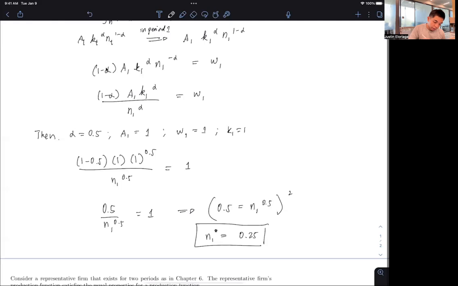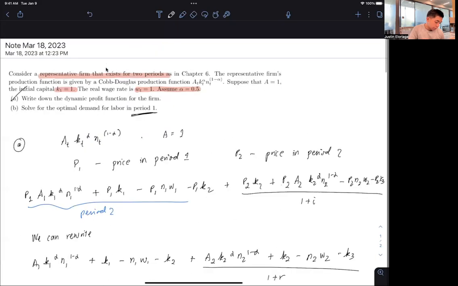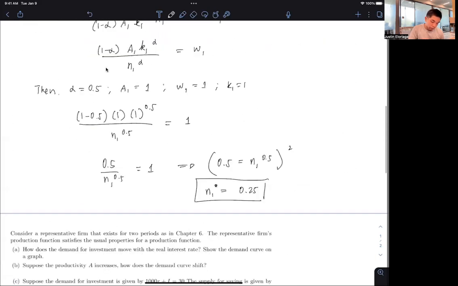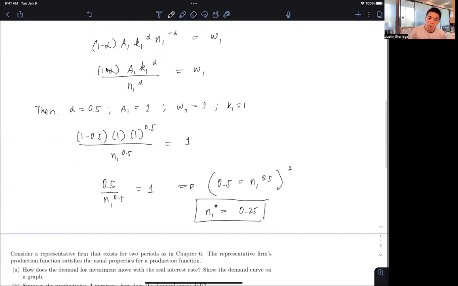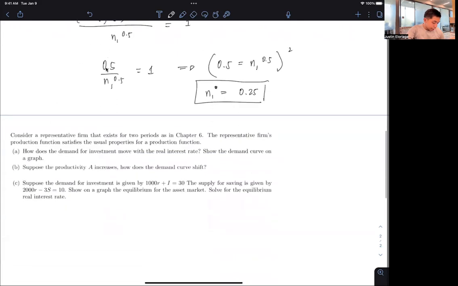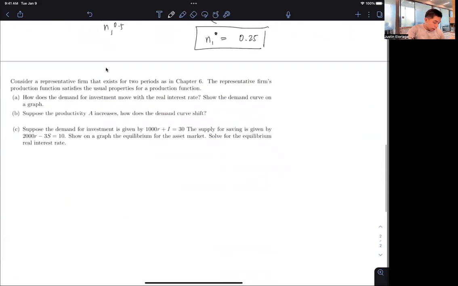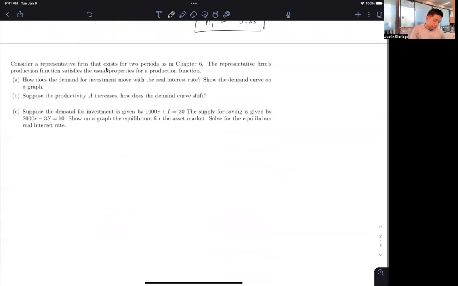So this is the labor demand, the optimal labor demand for the first period. Pretty straightforward, nothing too fancy. Again, this is in proportion to labor hours. Okay, so next, we're going to move on to how the production function is related to the investment and the interest rate. Letter A is asking, how does the demand for investment move with the real interest rate? Well, that's a simple, straightforward question.